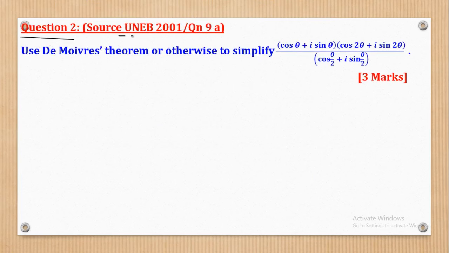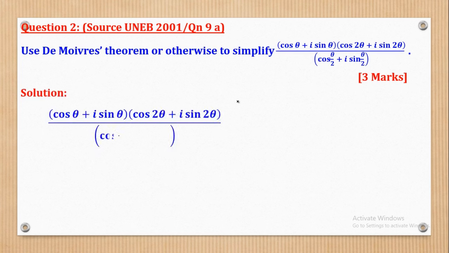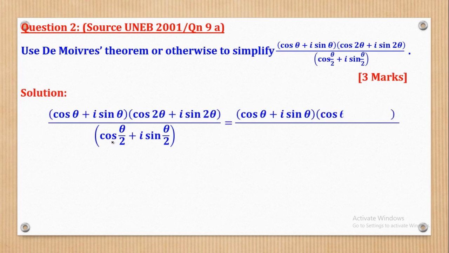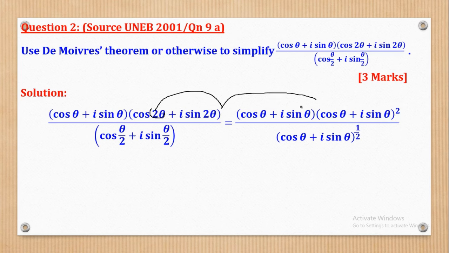Then question 2 came from UNEB 2001, paper 1, question 9a, and says, use DEMOVRE'S theorem or otherwise to simplify this. Okay, so this is what we are given. So I realize that now here there is 2 theta, so I'm going to pull this 2 outside, so this is 2 times theta, to come up with this power. Then also here it is a half times theta, so I'm going to pull a half outside to come up with this power. So what is inside the brackets are the same.